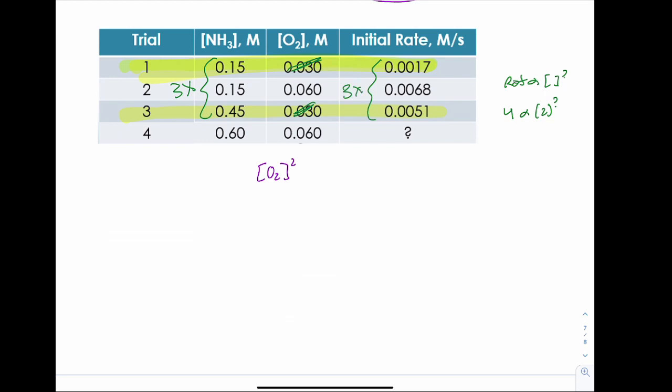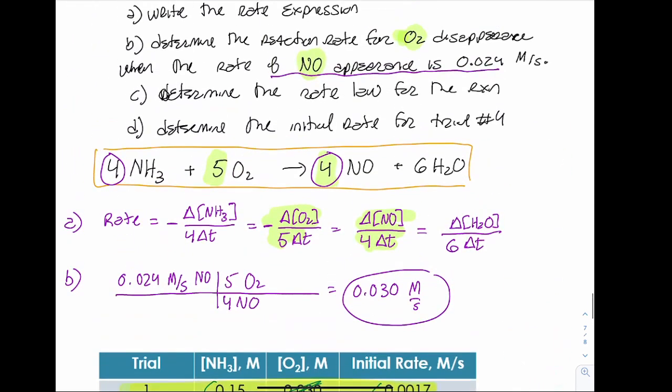So if I increase my concentration 3 times, my rate goes up 3 times. So what is my order with respect to ammonia? Good. Hopefully you guys got first order for that. So rate equals lowercase k, oxygen squared, ammonia. So this is my answer for part C. Determine the rate law.